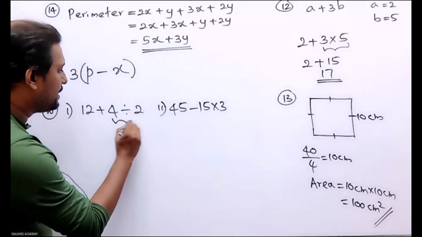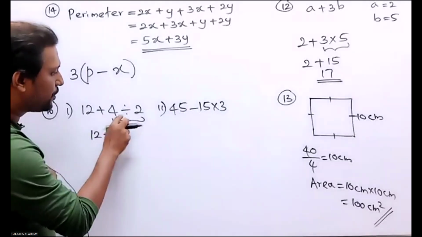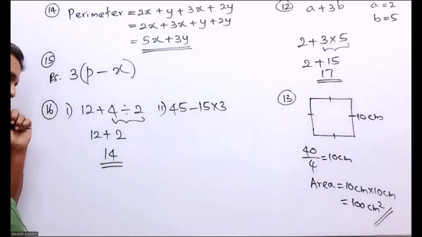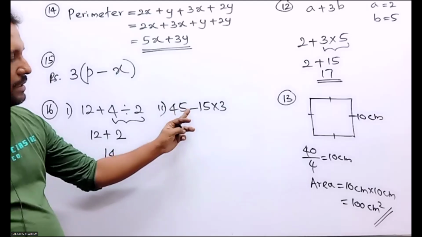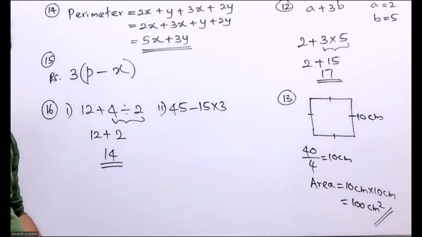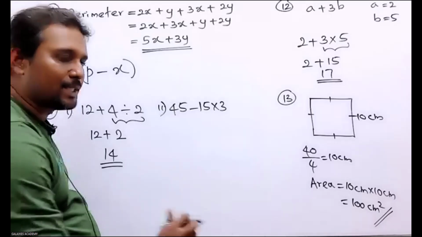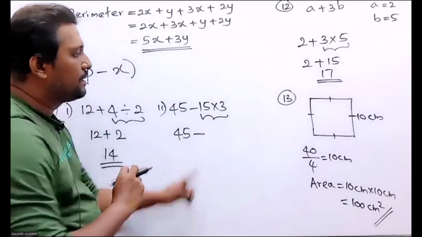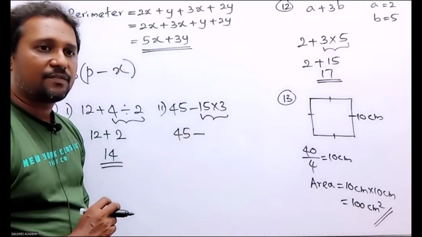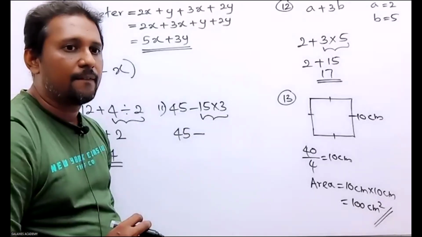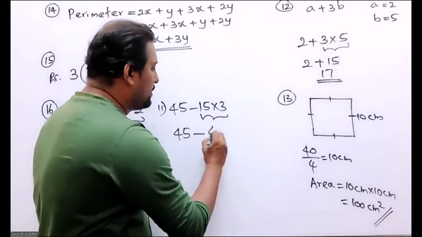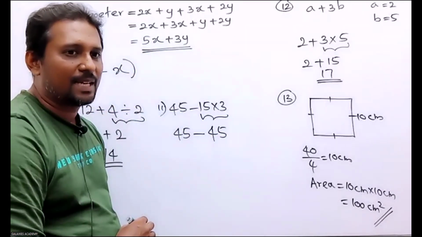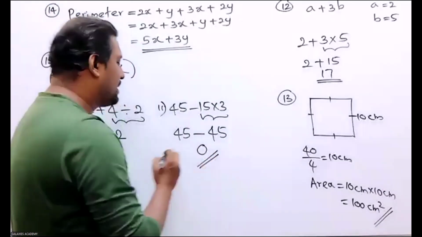So you have to divide these two. That means 12 add 4 divide 2. 4 divide 2 is 2. 12 plus 2, 14. Next one, subtraction and multiplication are given. According to the BODMAS rule, first you have to do the multiplication. So these two first you multiply. 45 subtract 15 multiply 3. What is the answer? 15 multiply 3? 45. Then 45 subtract 45, 0. Right? So the answer is 0.